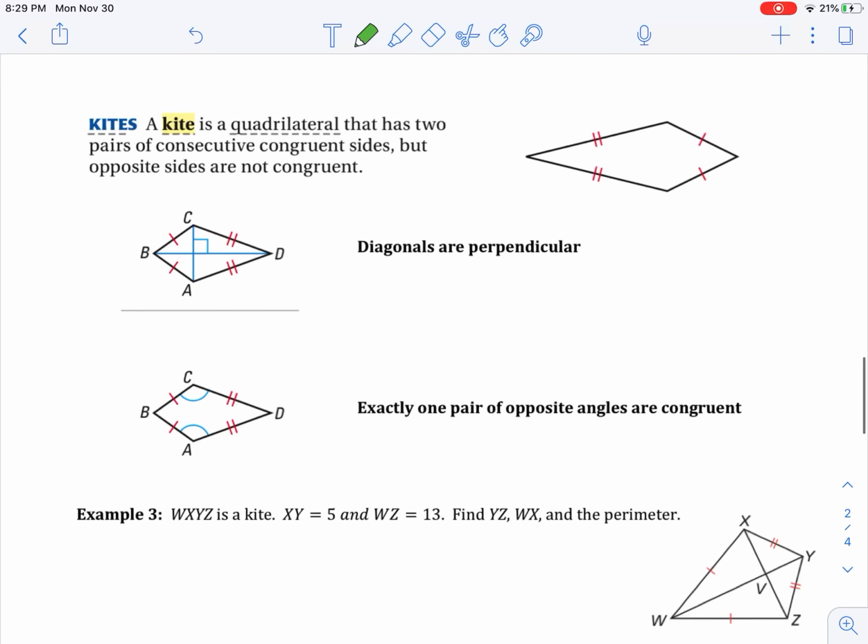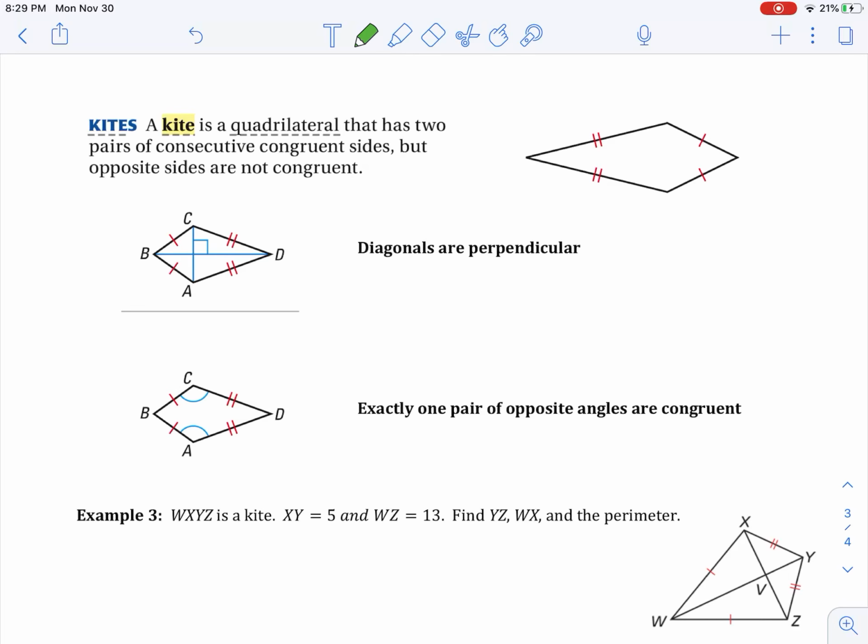Kite is another four-sided figure, so of course it's a quadrilateral. And this time, all it says is it has two pairs of consecutive congruent sides. Remember, consecutive means right next to. The other way we could talk about sides is talking about opposite sides. So we either have opposite sides or consecutive sides. So consecutive sides are any two sides that are next to each other.